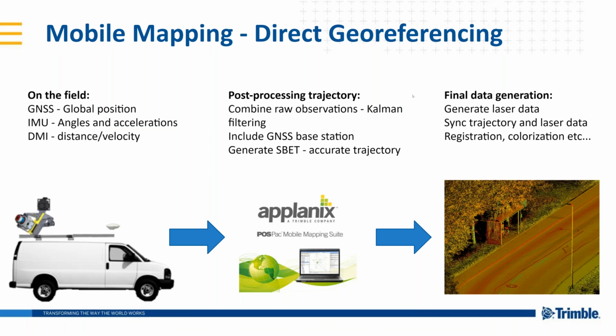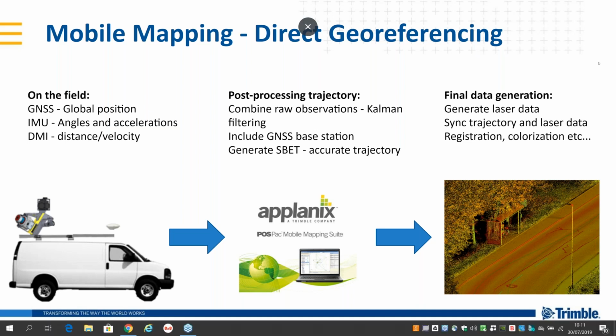And in the end, we have the final data. We generate laser data and sync all the different measurements, like the trajectory, to the laser data, to the imagery, and so on. After this, we can go to different tasks like registration and colorization, whatever you want to do with the data. But the idea is that today we talk about the first two steps of this workflow: what we do in the field and what we do in post-processing. The next webinar will talk more about registration, which comes after these first two steps. So I'm discussing the raw accuracy you get out of the system without any extra adjustment of the data.